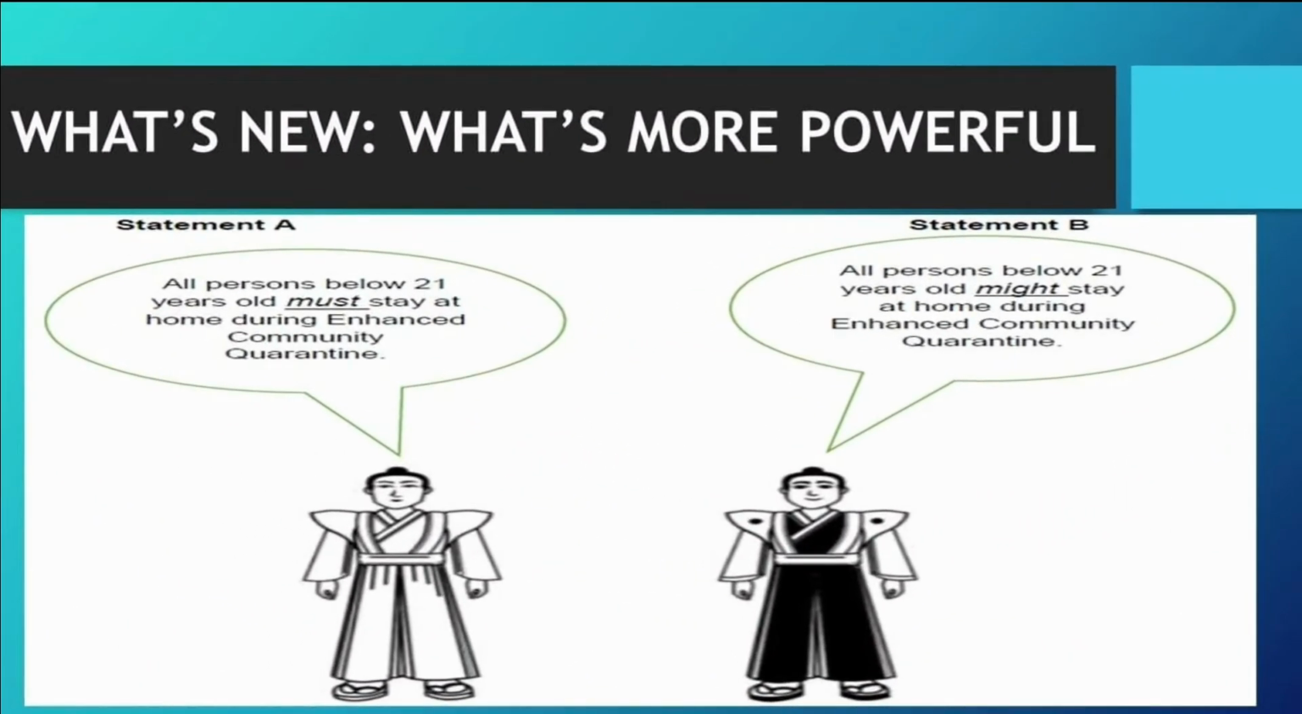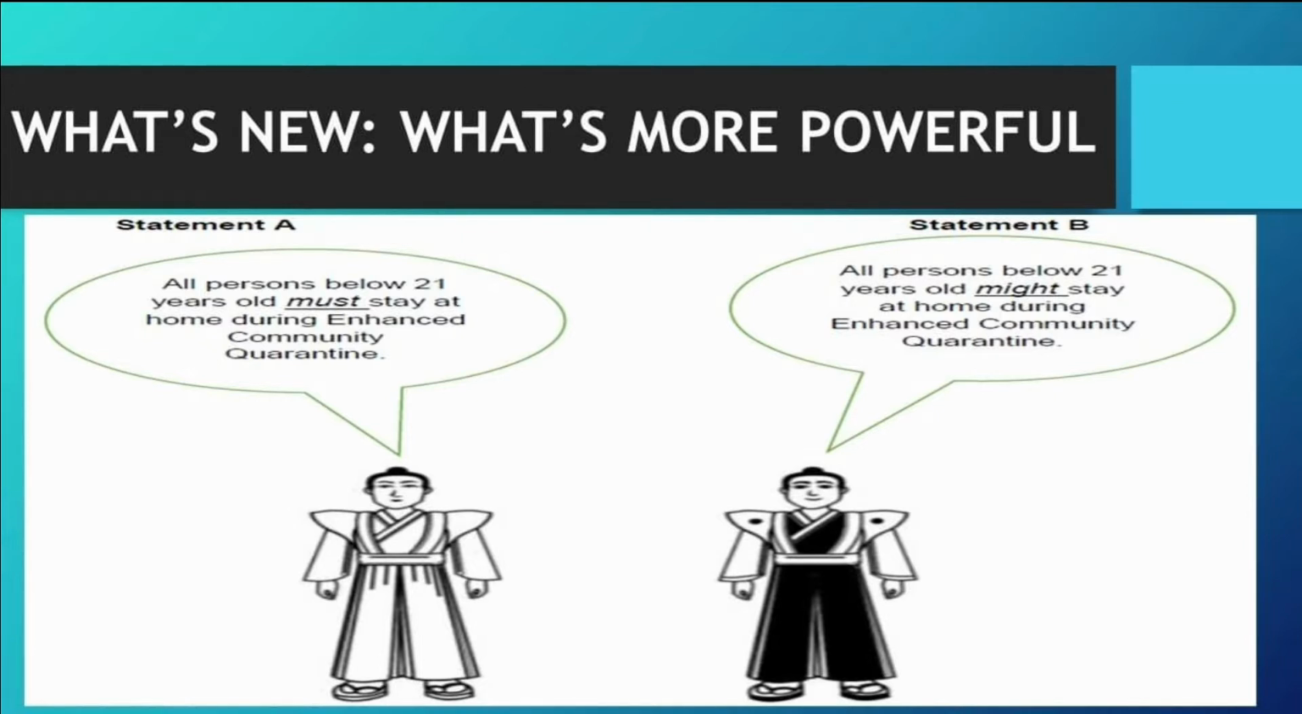Alright, you have just finished reviewing your previous lesson on writing a bibliography. This time, as you go through the next activities, you will be learning about the correct use of modal verbs. So we have here an activity, What's New, entitled What's More Powerful. We need to study and analyze statements A and B. After that, we will answer a set of questions about them.